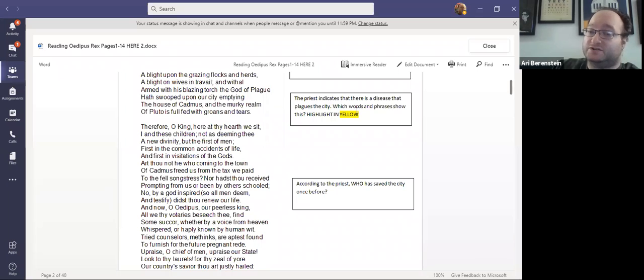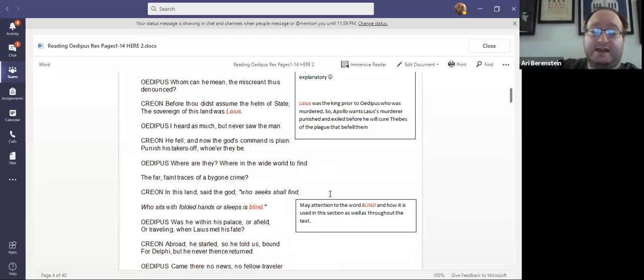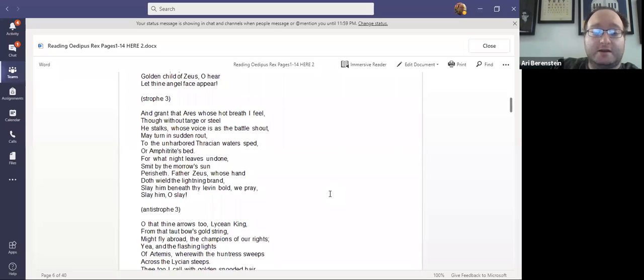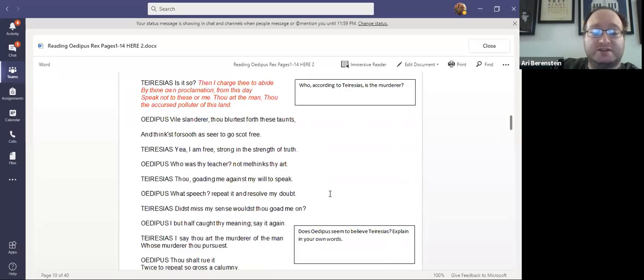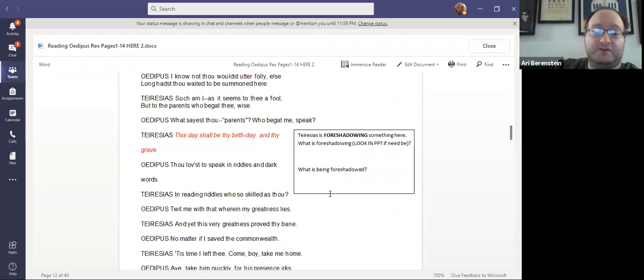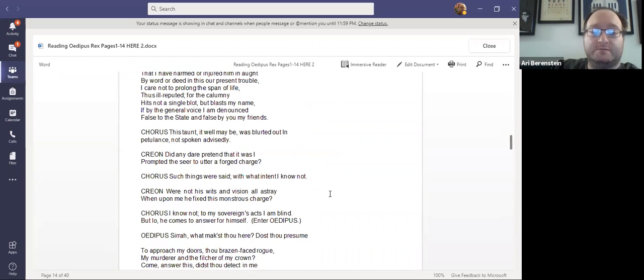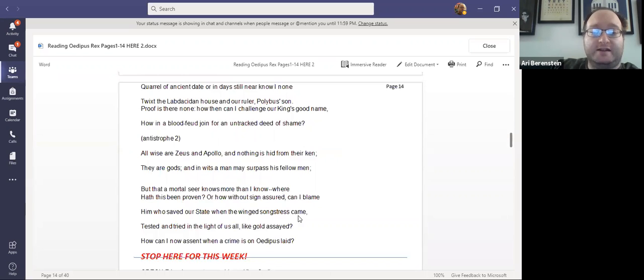For instance, here we want you to highlight in yellow words that show the priests indicating a disease that plagues the city. We want you to answer the questions here. So again, use this version to answer and annotate questions. We want you to read pages 1 to 14 of this document. We're giving you the entire document, but only the first 14 pages have been annotated for you. Next week, we'll do new annotations for the second part, and the week after that for the final part. Where it says stop here for this week, stop here for this week.